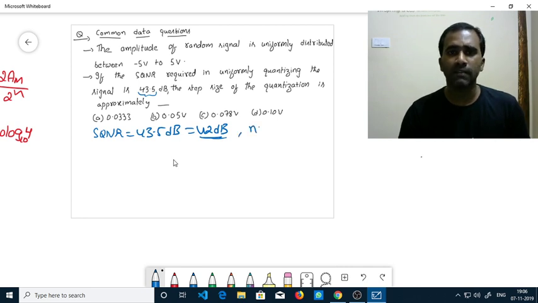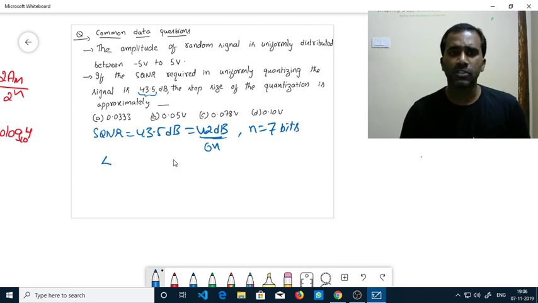So tell me this, what is the n value? What could have been the n value? Even if it is 43.5, what is the closest multiple of 6? 42. If it is 42, and you write this as the formula 6n, then what is the n value? n is 7 bits. Okay.